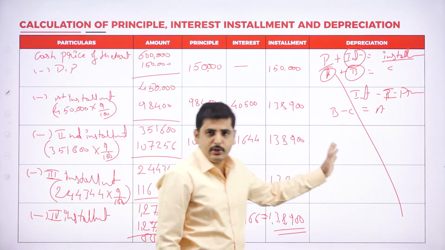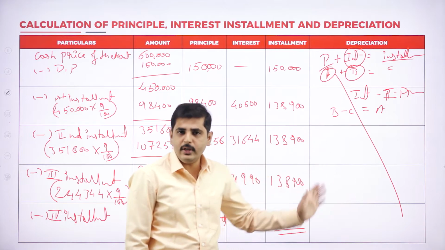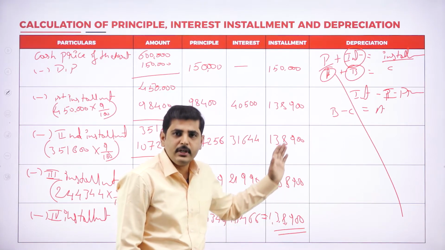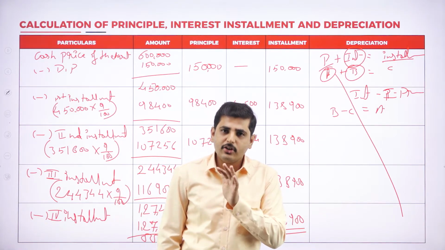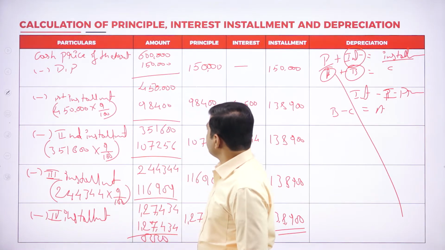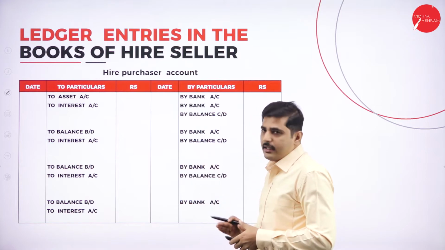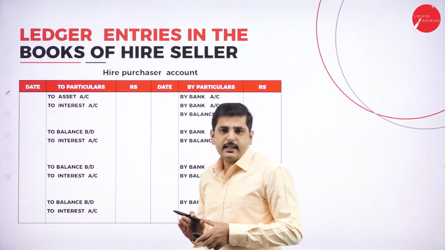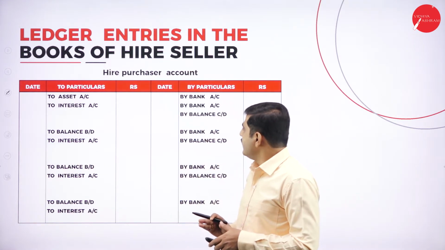Now, depreciation: no need to calculate depreciation, because we are doing the journal or ledger in the books of the hire seller. The hire seller does not have the asset, so there is no need to calculate the depreciation. Let's go to the ledger entries. Now what are the ledger entries? First one, in the books of the hire seller.